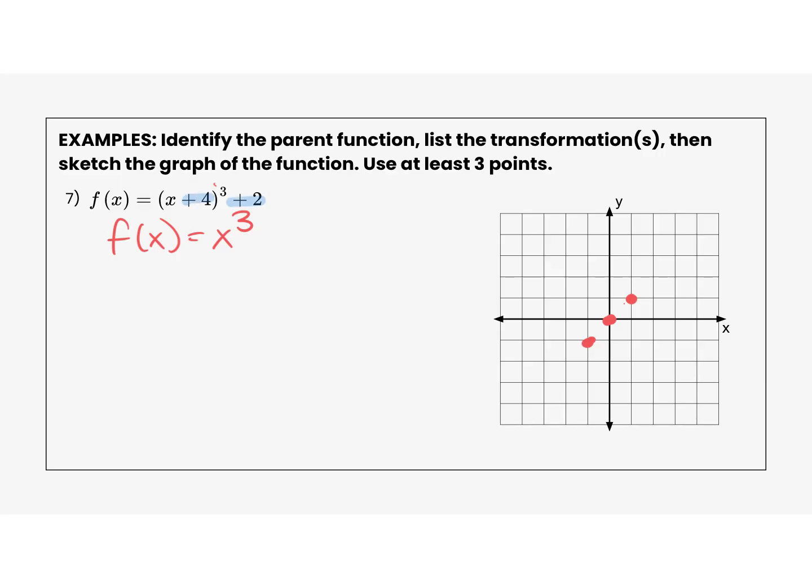Okay. So now let's look at our shifts. So I have a +4 and a +2. The +4 on the inside tells me I'm going to go left 4. And the +2 on the outside tells me I'm going to go up 2. So again, I'm going to take each of these points and just move them left 4 and then up 2. Okay, and then I'm going to just sketch my graph. It's going to look something like that. Okay, that's what that cubic function looks like.